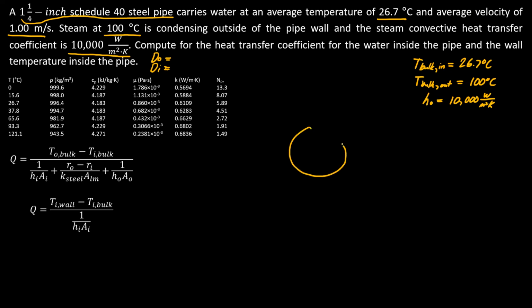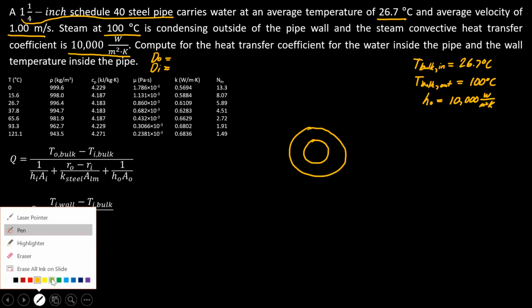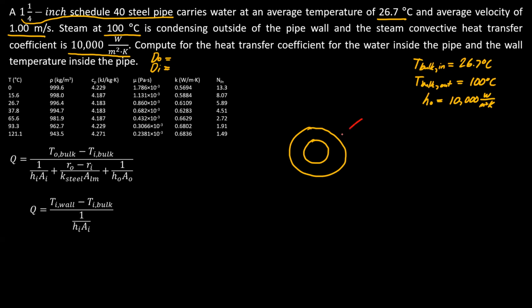So if we draw the cross section of the pipe here, let's say this is a perfect circle, we have a case of heat transfer through convection from the steam outside at 100 degrees Celsius, passing through the steel pipe by conduction, and then passing through the film here to the bulk fluid here, which is the water, by convection. So we have three resistances for this heat transfer process.